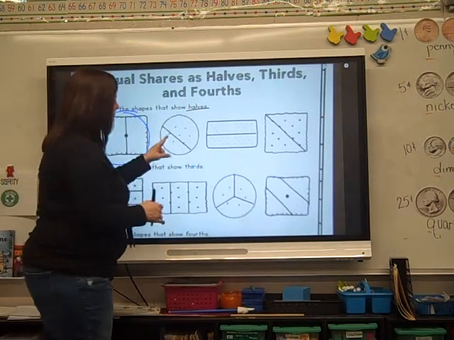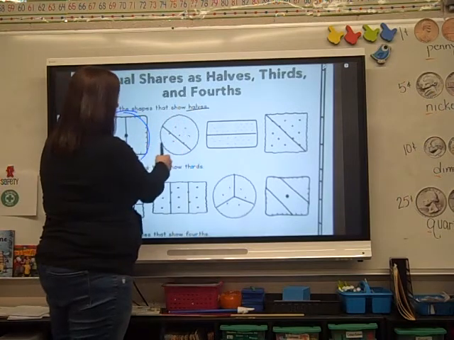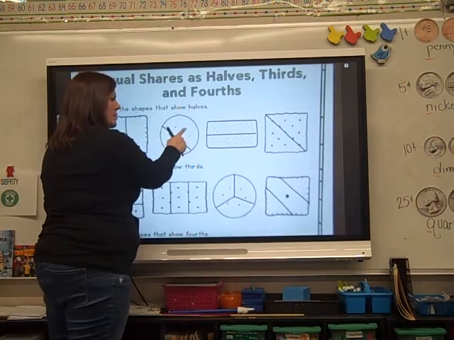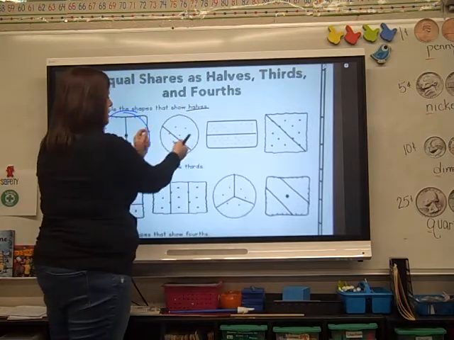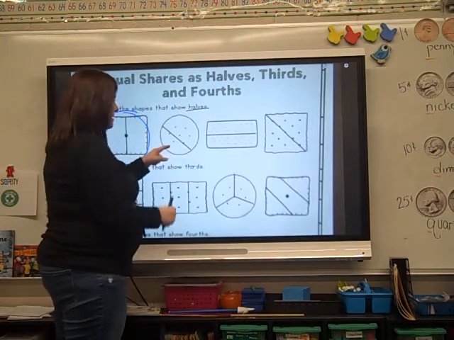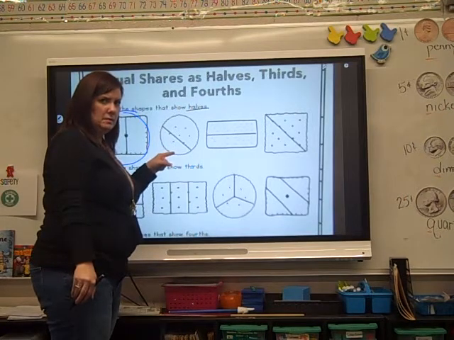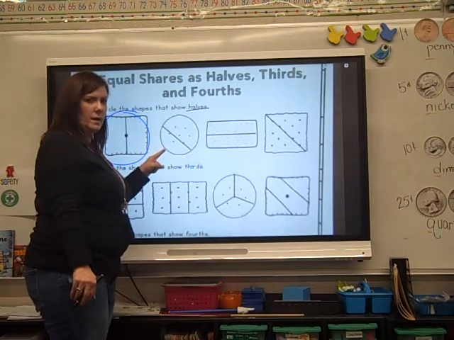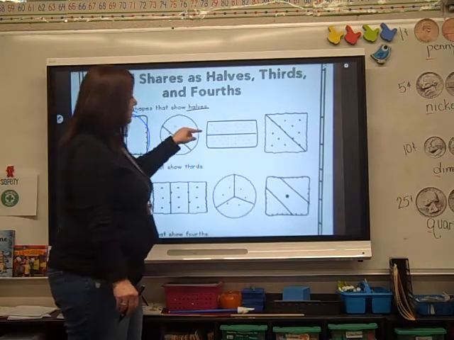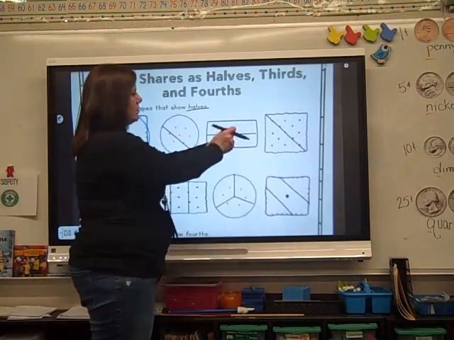All right, look at the cracker. And I break it in half. Are those the same? Are they equal? Would you get the same amount if you took one side or the other? This side looks smaller to me. So that's not cut in half. Okay? All right, look at this. It looks like they broke the candy bar.